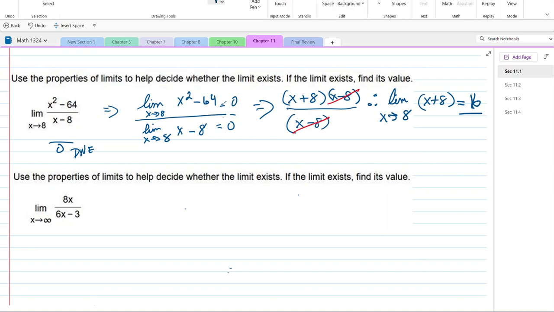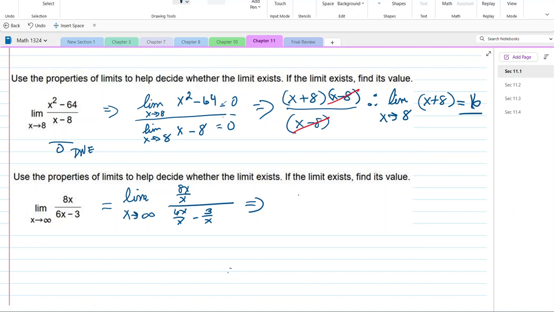Okay, so now we do this one. In this case, it's infinity. So what we want to do is state that we're going to have infinity over infinity. Well, that's kind of silly. So we're going to take the limit as x approaches infinity, sorry, not 8, and we're going to divide by x: 8x divided by x over 6x divided by x minus 3 divided by x. Now, the reason we do that is because infinity we can never manage.